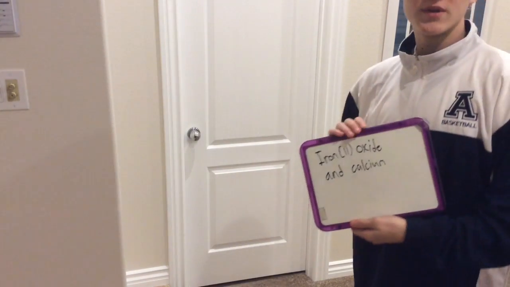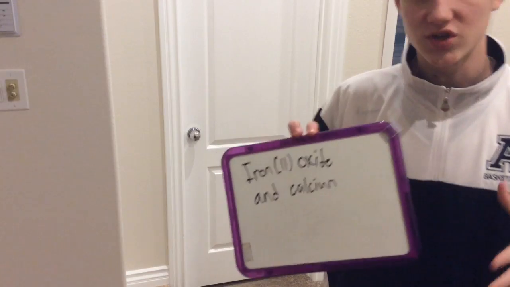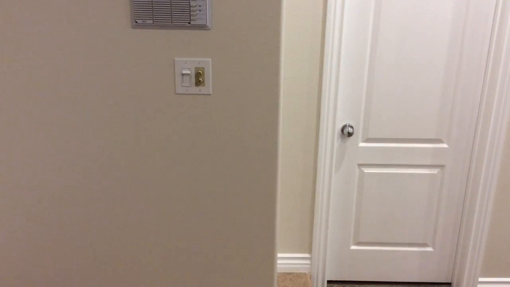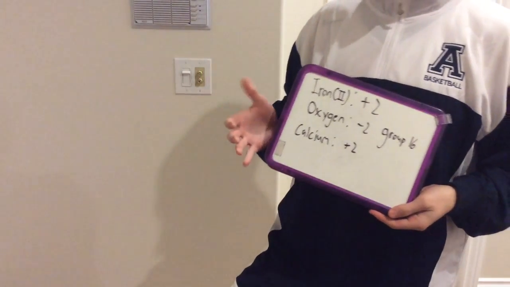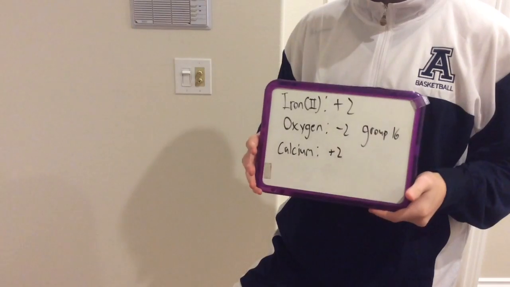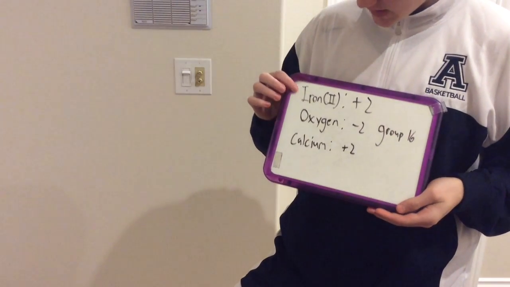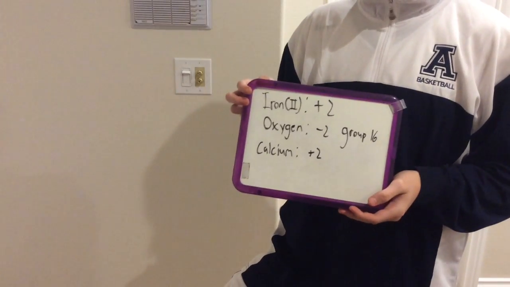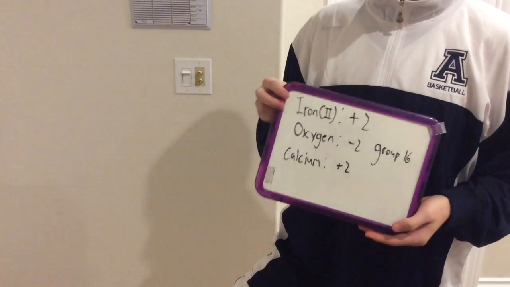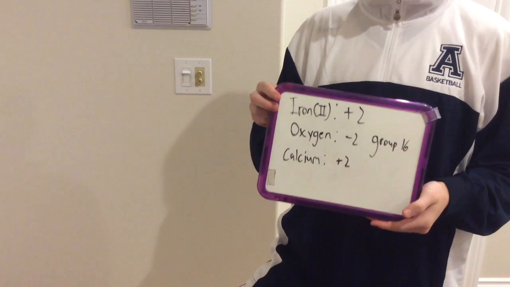So today we're going to be talking about the chemical equation iron 2 oxide. Before we start actually tackling this equation, we have to understand some basic fundamental chemistry concepts. The first thing is iron 2. This means that iron has a positive 2 charge. This means it has two more protons than it does electrons.